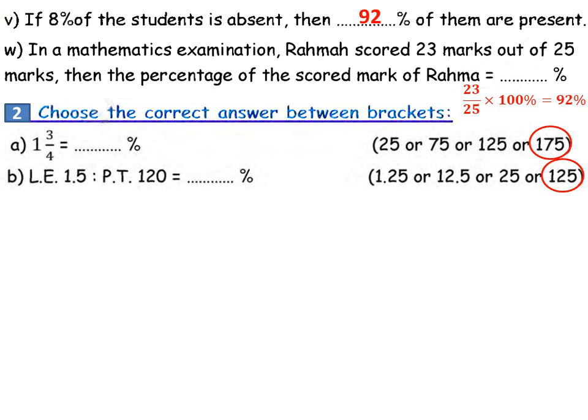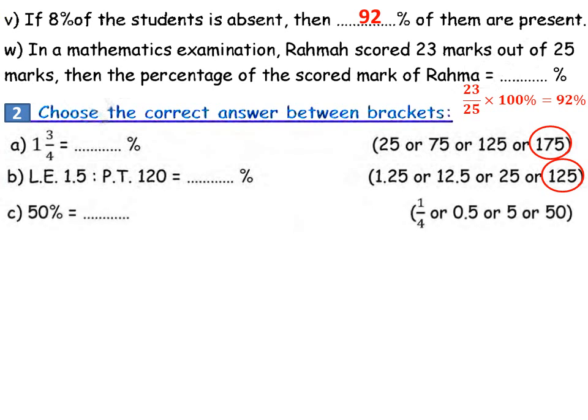Again, 1.5 LE and 120 piastres. As we know that we can't take the ratio between two different quantities, so we will convert from LE into piastres by multiplying 1.5 times 100 equals 150, okay? So the ratio became 150 to 120. The ratio between 150 and 120, using your calculator, equals 5 over 4. 5 over 4 multiplied by 100% gives me 125%, okay?